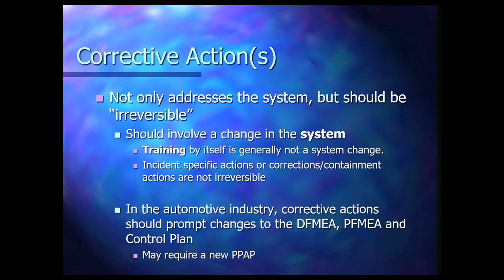Now, one of the things that we get from time to time is, well, we retrained everybody. Retraining is useful, but understand that training by itself is not generally going to be a systemic change. Because what's happening here? You've retrained everybody on an existing process that's unchanged, using existing training methods that are unchanged. You haven't really changed anything in your system. So be careful about leaning on retraining as your corrective action. Understand that this needs to be a change to your system.